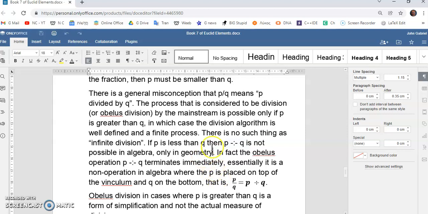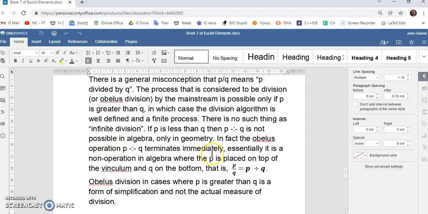So you can take any line segment in book 5 and divide it into any number of n equal parts that you like. But in algebra, this operation terminates immediately. Okay, so if you have 1 divided by 3, it stops because 1 is less than 3. There's nothing more to do, right? Essentially, it is a non-operation in algebra where the P is placed on top of the vinculum and the Q on the bottom. Now, this can be done for any P and Q.